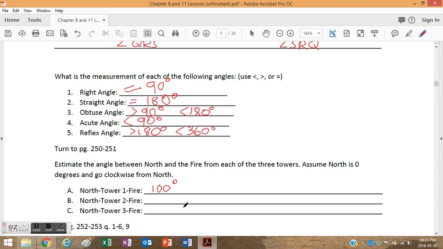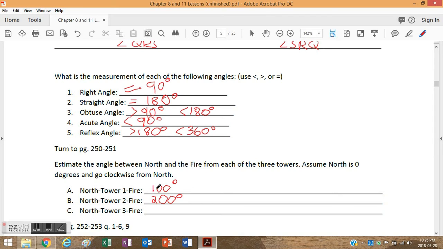Let's look at Tower 2. We look at north and then we come more than halfway around. So this is more than a straight angle. It's going to be more than 180 degrees, and it's a little bit more than that, probably an extra 20, 30 degrees. So probably 180 plus 20 degrees. So let's say maybe 200 degrees. So this tells us that this is a reflex angle.